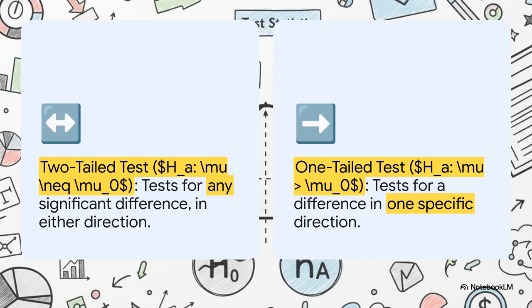We also have to decide what kind of difference we're even looking for. A two-tailed test is kind of like casting a wide net. We're just asking, is there any difference here? For example, maybe a new fertilizer makes plants grow taller, or maybe it makes them shorter. We're open to either. A one-tailed test, on the other hand, is way more specific. We use that when we have a strong reason to predict the direction, like we're testing a new drug that we believe can only be better than the old one, not worse.